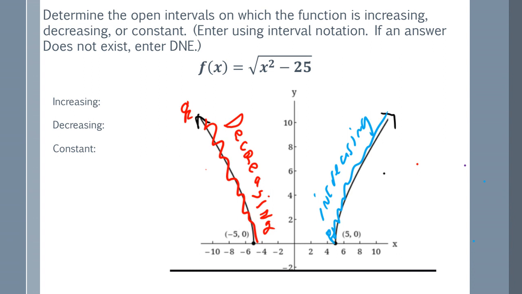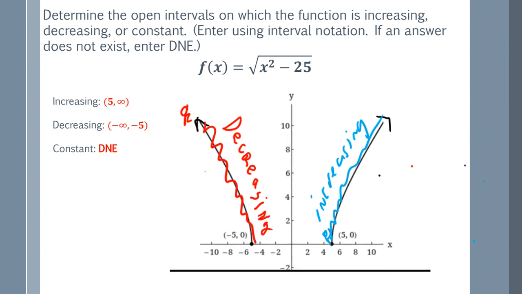Where is it increasing? Starting at the x value 5 all the way up to infinity forever. So it's from 5 to infinity. Where is it decreasing? From negative infinity all the way up to when I reach x equals -5. So that's where it stops. So that is my interval. And again, on this particular one, there isn't a situation where we had a flat line.